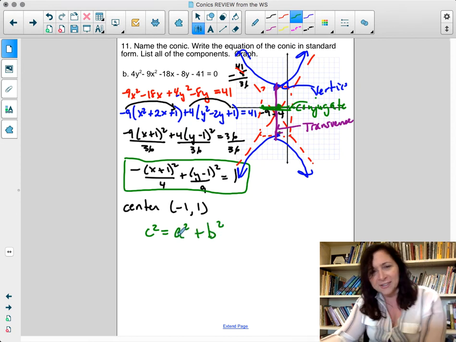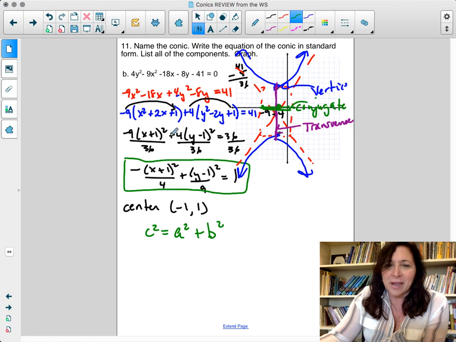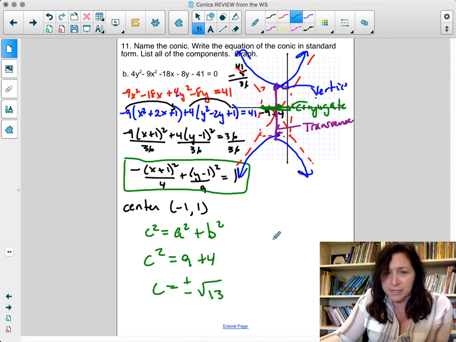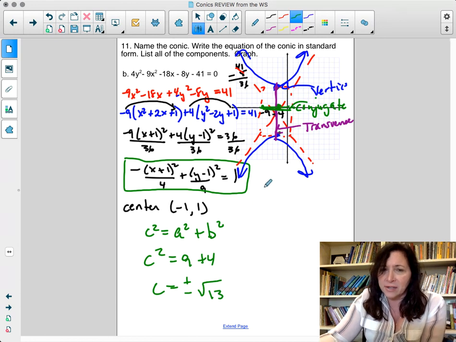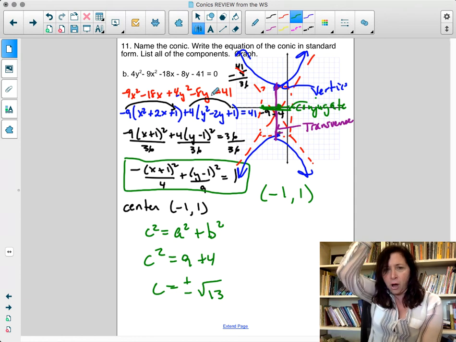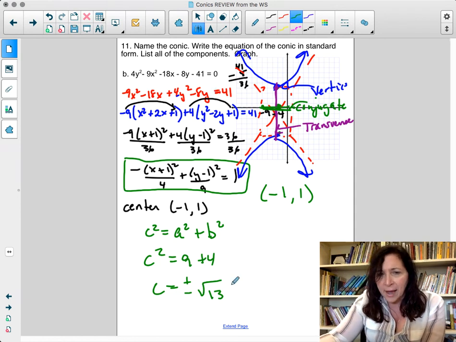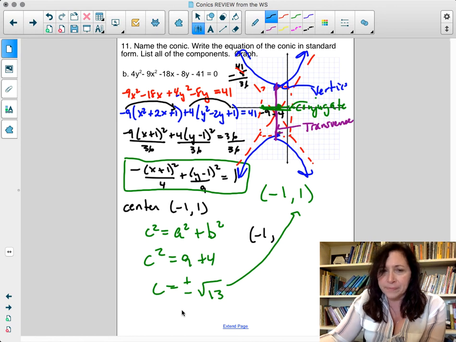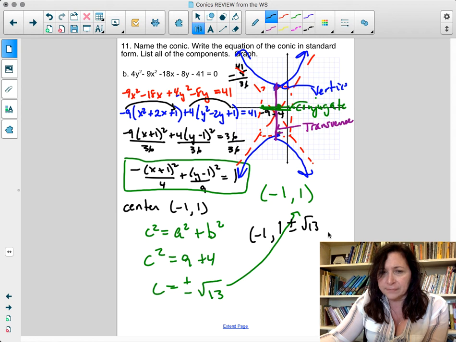Focal points is going to be c squared equals a squared plus b squared. I'm having a little delay in my writing here. So c squared is equal to, a squared is the positive value, so 9 plus 4, which is 13. So c equals plus or minus the square root of 13. So my center is at -1, 1. Because my focal points are on the y-axis, I'm going to add this value to the y-coordinate to get my foci. So my foci are -1, comma, 1 plus or minus the square root of 13.